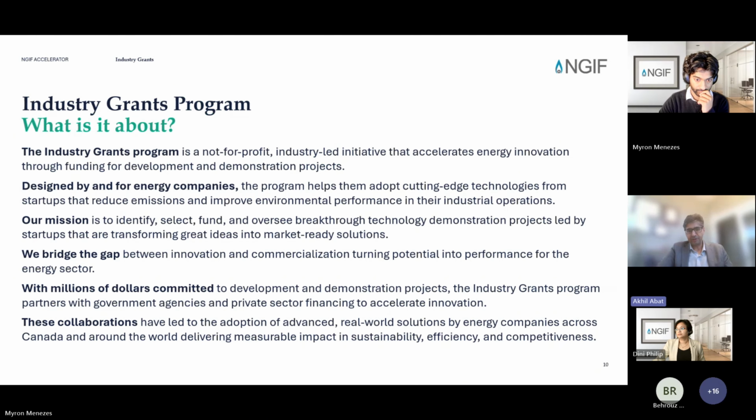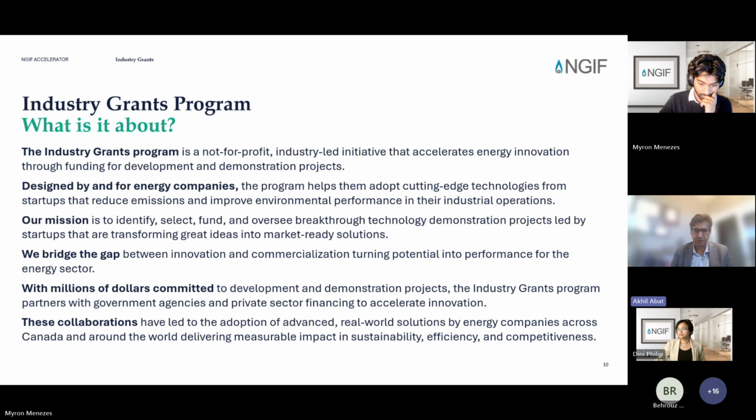Industry Grants Program, as I mentioned, is a not-for-profit program. It's industry-led, and it accelerates innovation through funding for development and demonstration projects. It's completely designed by and for energy companies. We have 10 NGIF industry operators who are part of NGIF, and they help adopt cutting-edge technologies that can reduce emissions and improve the environmental performance.